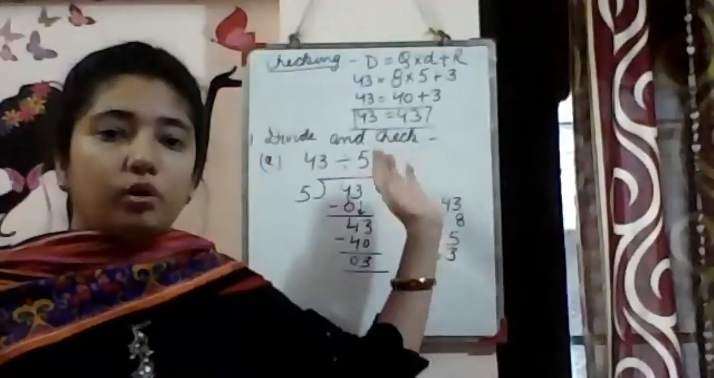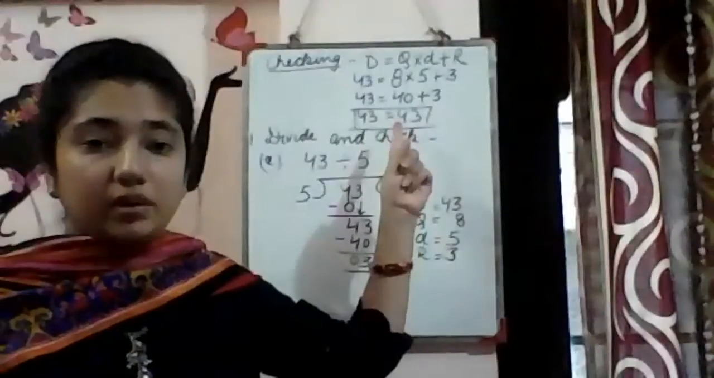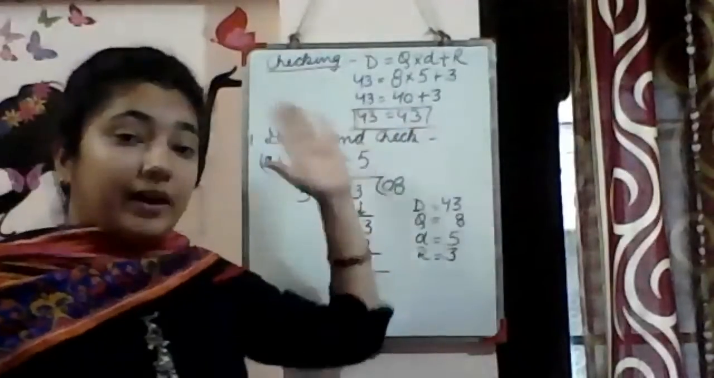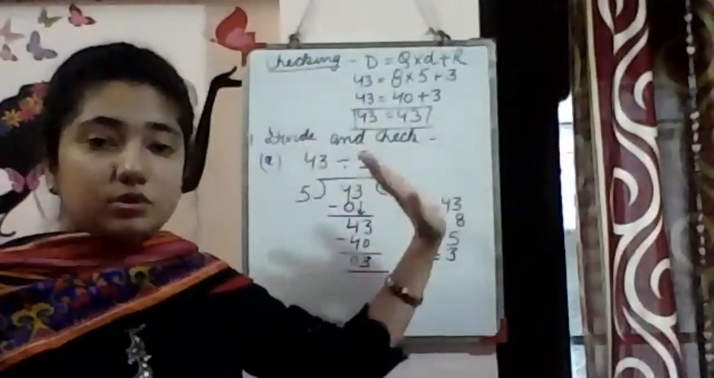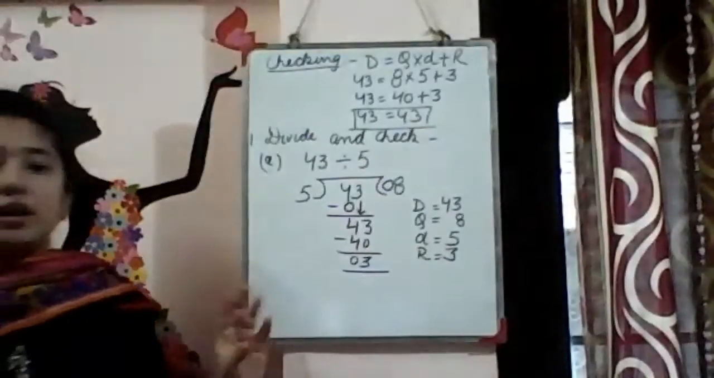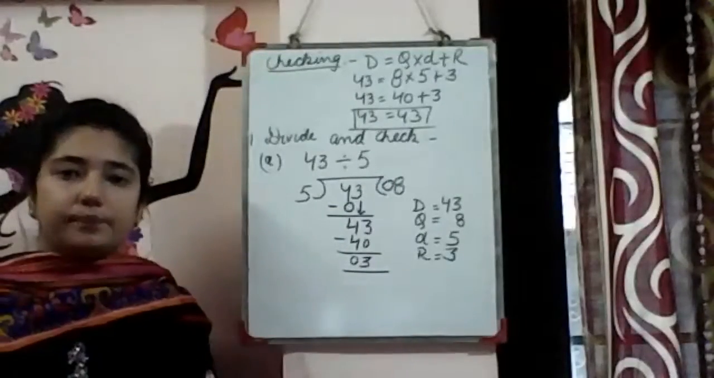We need both the numbers on either side to be equal because we have put an equal to sign. Equals to means the right hand side and left hand side numbers are equal. So 43 is equals to 43. It means our sum is right. It means our checking part is done.